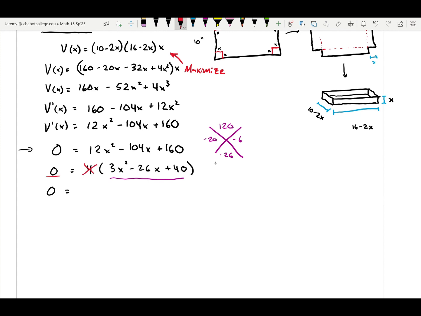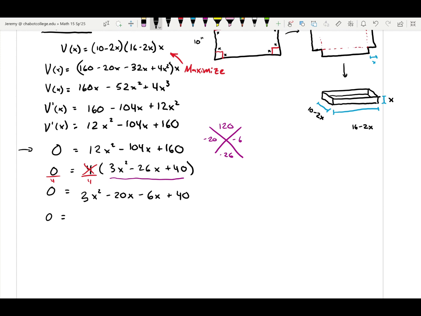Right, because you divide 0 by 4 and you just get 0. So all good, that can go away. I'll split the middle term. So 3x squared minus 20x minus 6x plus 40. And I can factor by grouping.